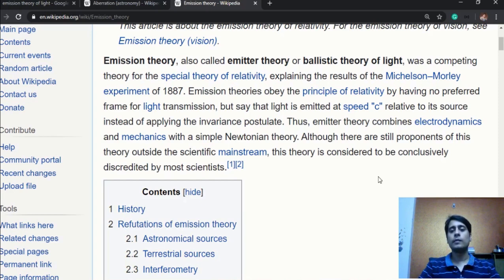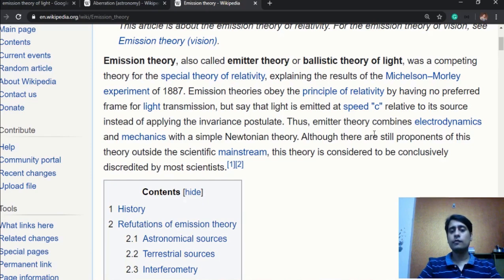Emission theory obeys the principle of relativity. The basic principle is that the speed of light is constant for all observers, by having no preferred frame for light transmission. It matches with the special theory of relativity on the point that there is no preferred medium, which we call aether. But it says that light is emitted at a speed c relative to its source. So each time light is emitted from its source, its speed must be c, instead of applying the invariance postulate. So it does not use the invariance postulate that the speed of light is constant for all observers. Rather, it says that with respect to the source, the speed of light is always c.